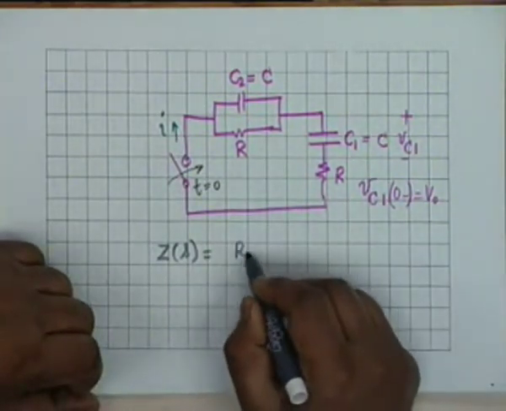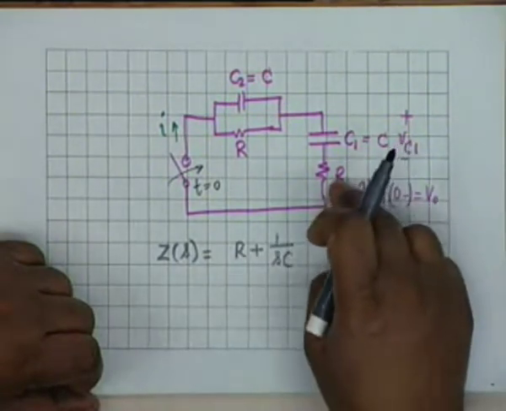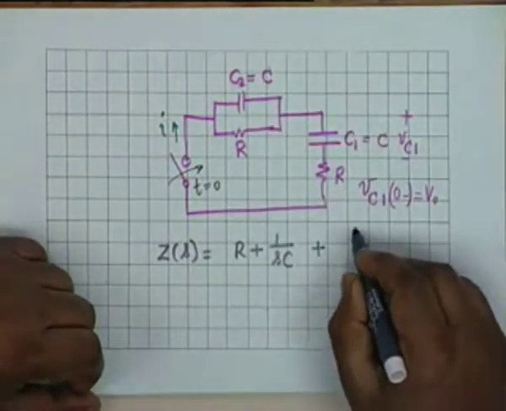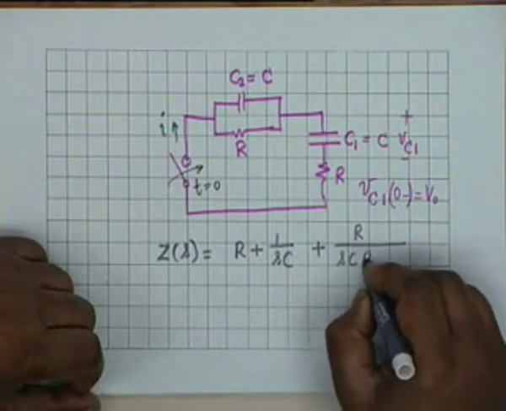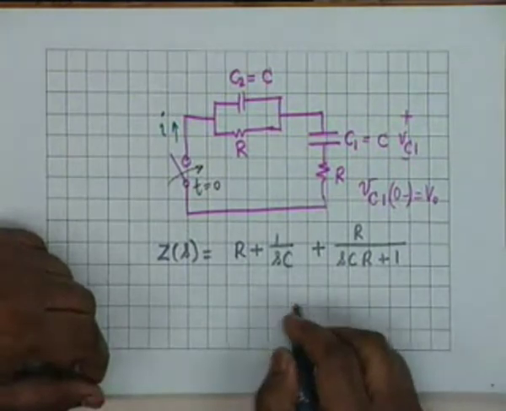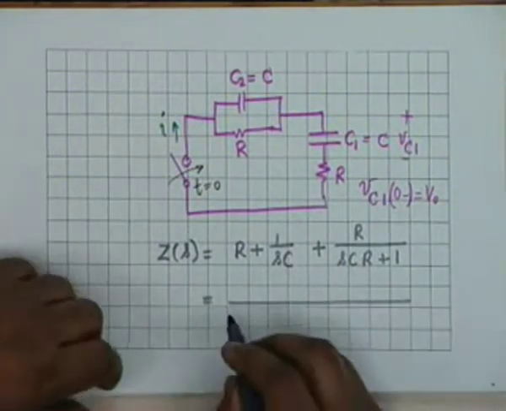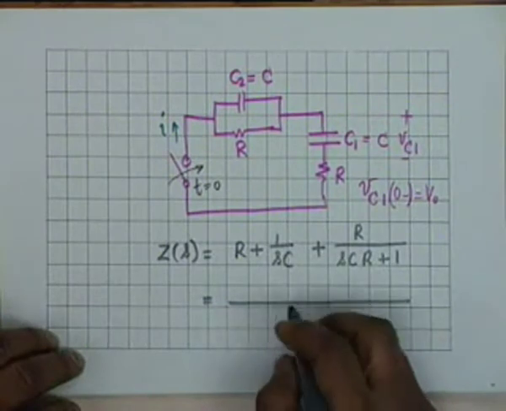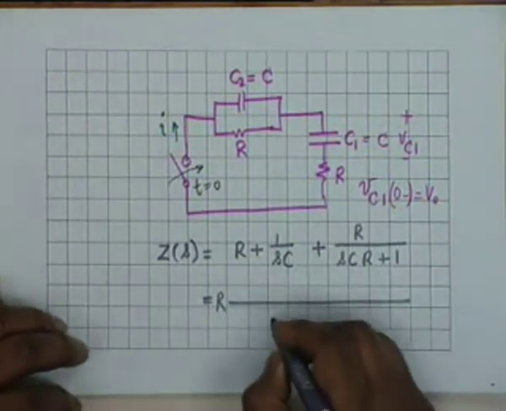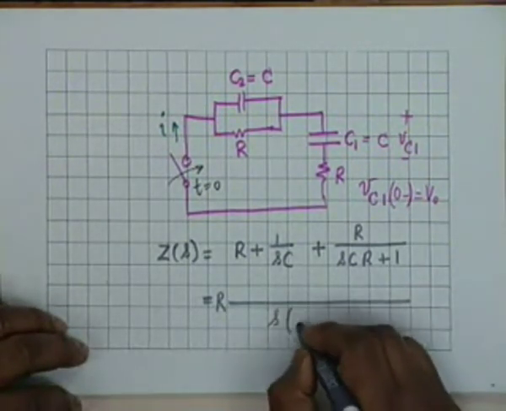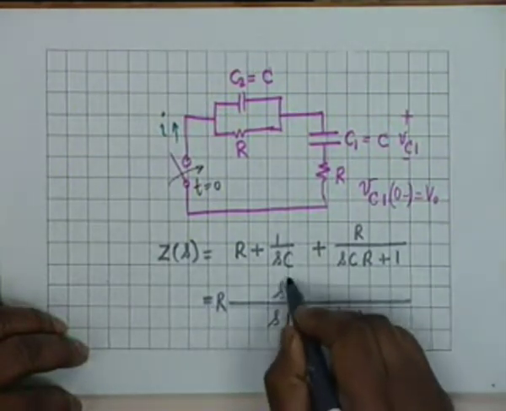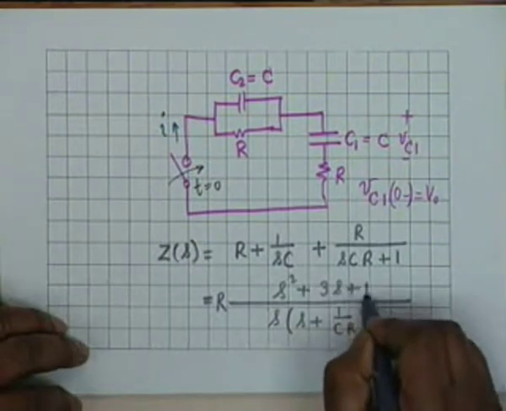This would be given by R plus 1 over SC, plus the parallel combination of these two, which is R divided by SCR plus 1. I have avoided one algebraic step. With a little bit of practice you shall be able to do this. If I simplify this, I get R. Again I am omitting a couple of algebraic steps which you can fill in. In the denominator I shall have S times S plus 1 over CR, and in the numerator I get S squared plus 3S plus 1.